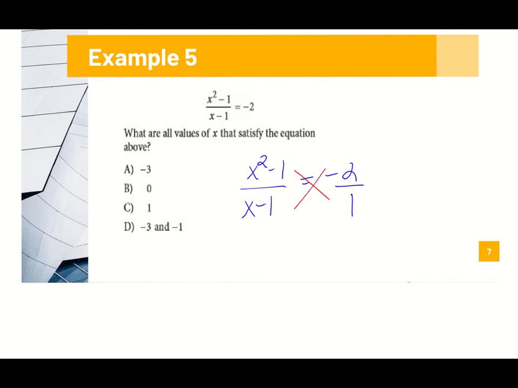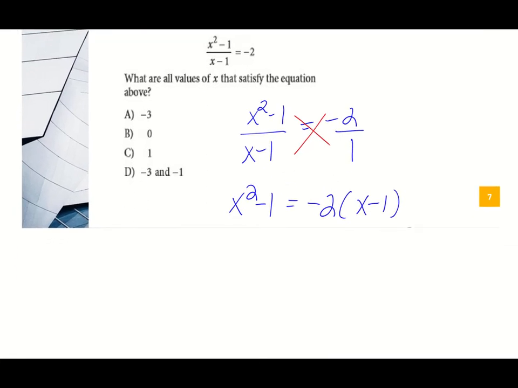So when I do that, I get 1 times x squared minus 1, which is just x squared minus 1. And then -2 times x minus 1. All right, so let's distribute. When we do that, we get -2x plus 2. Well, we have an x squared, so we need to make sure to get everything to the side with x squared, so that it stays positive.